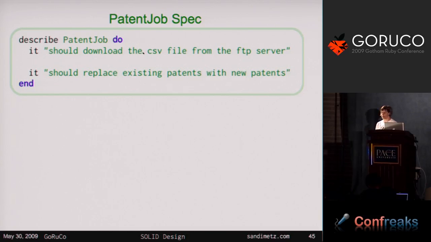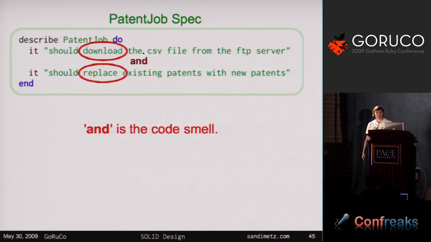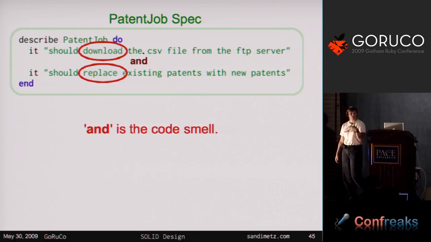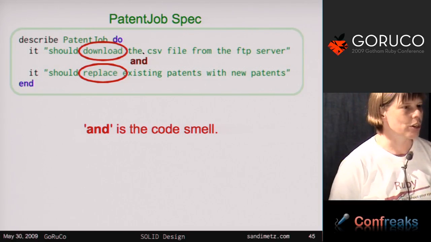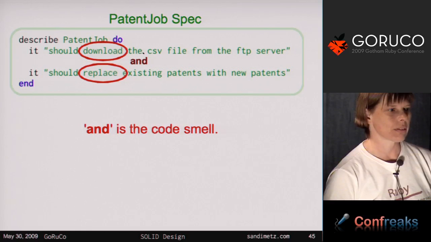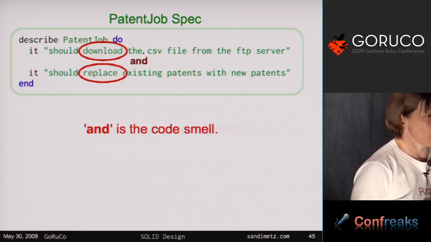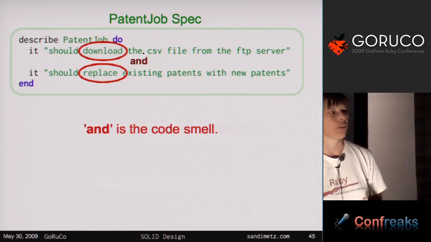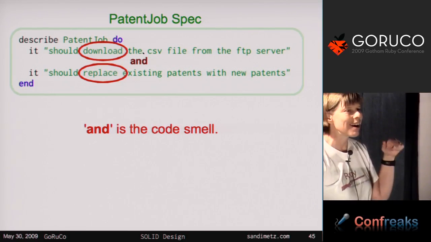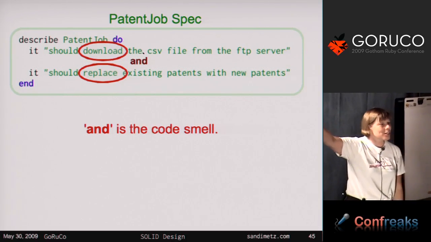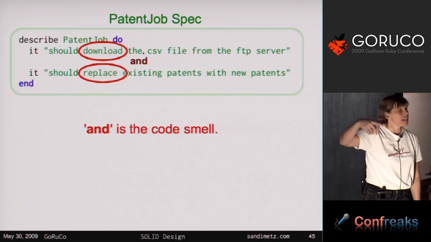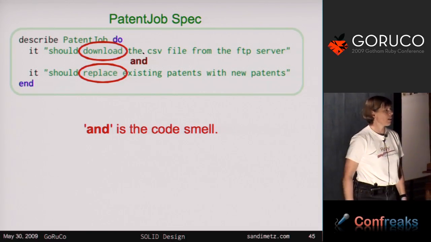In this case, when I look at the patent job spec, I would read this as: it should know how to download the file and it should know how to update the database. That "and" is the code smell that says it has more than one responsibility. If I read that and said "or" there, "or" is even worse. "Or" says it has more than one responsibility and they're not even very related. All right? When I read this and it says "and", what I know is that I need to refactor this and pull a responsibility out of that class.